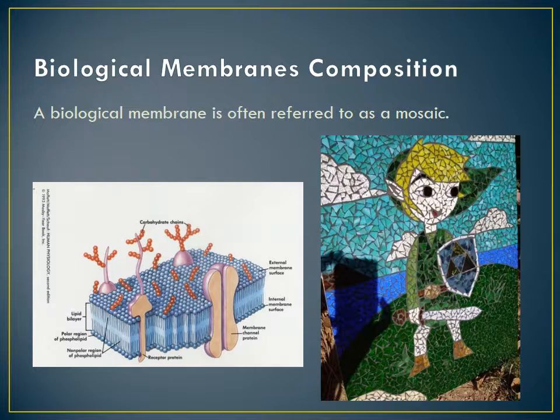Yeah. You take all sorts of little pieces, you put them together, and you get a mosaic. Here we've got a bunch of tiles of different colors. You put the tiles together in a certain way, and suddenly you have an image, a cohesive image.